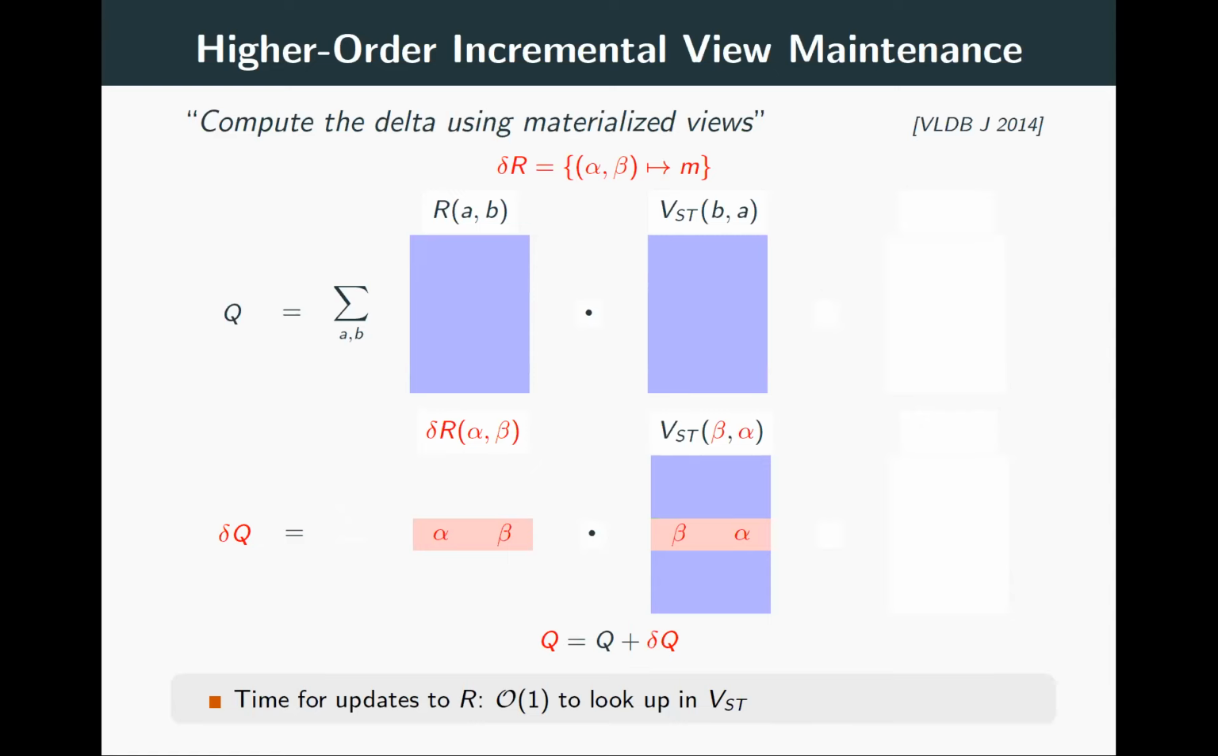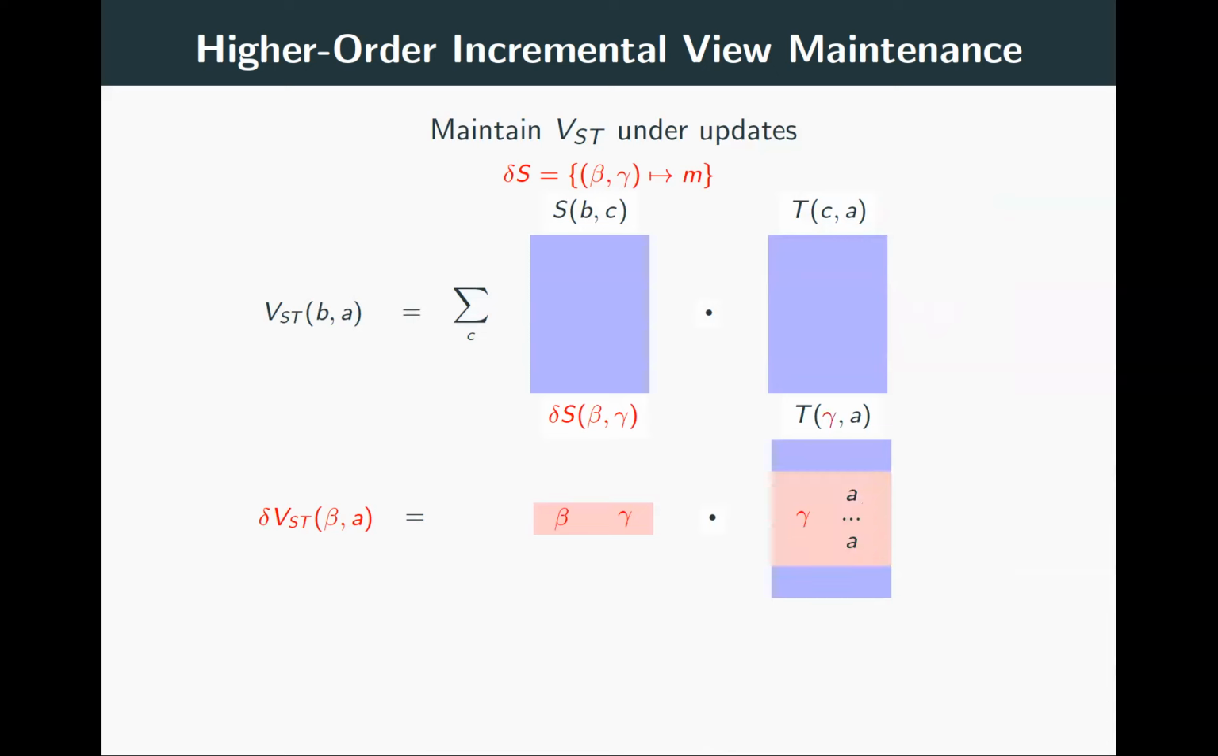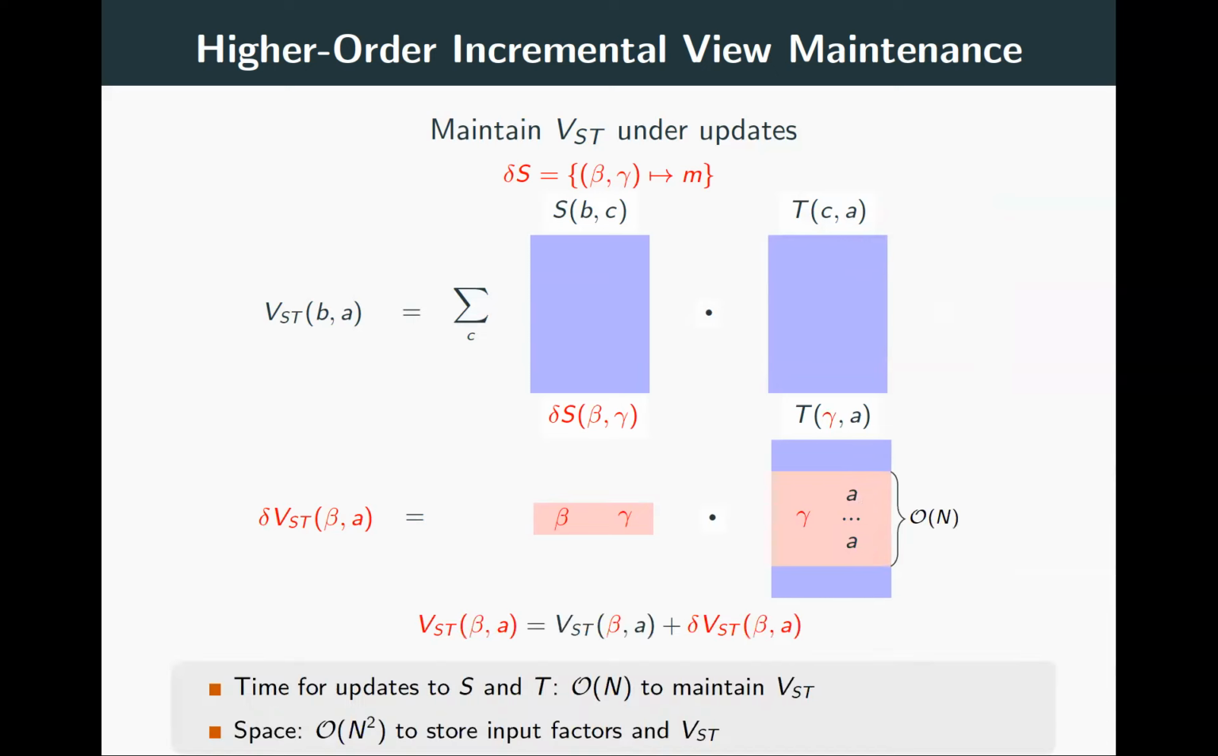Now, I put something under the rug, of course, which is how can we maintain this view? We have to maintain the view as well, right? Because otherwise we don't get the correct evaluation. So imagine I do an update to S, then the update to S might give me a C value here, gamma, which will have very many A's in T. And that is actually the problem. The number of these A's may be linear. And if you want to do update to T, it will be similar. So it will remain linear.